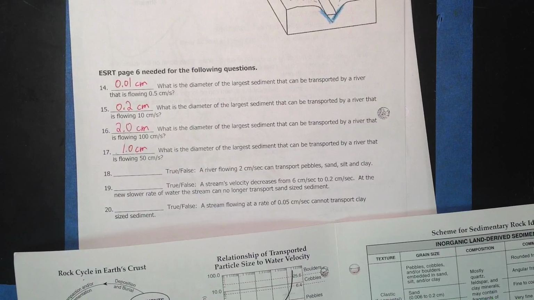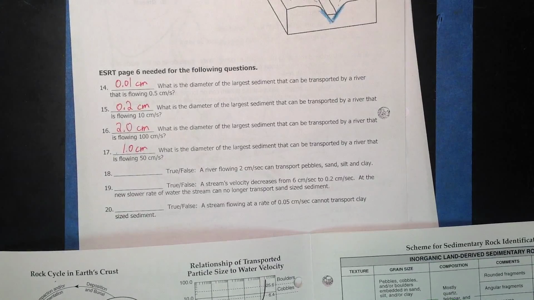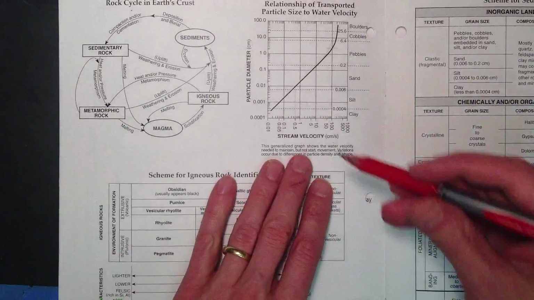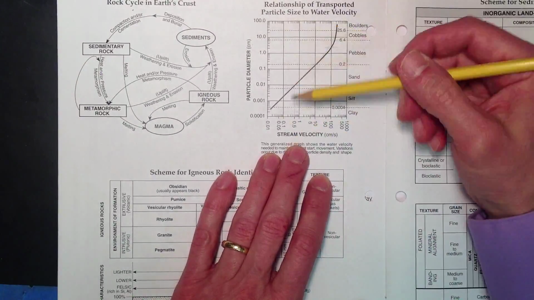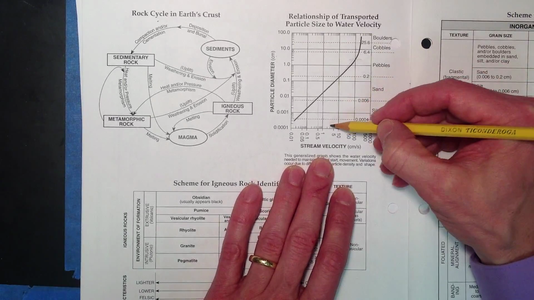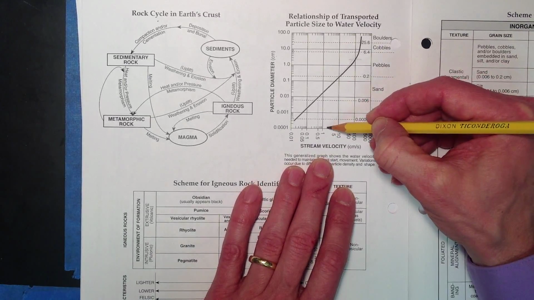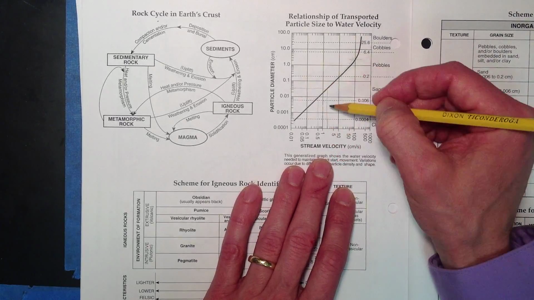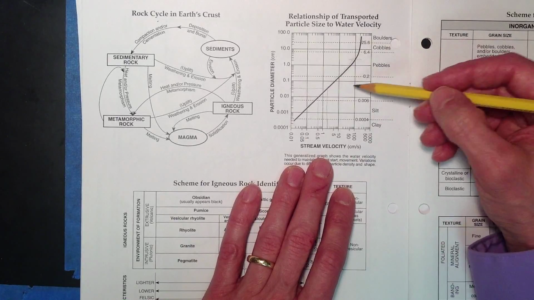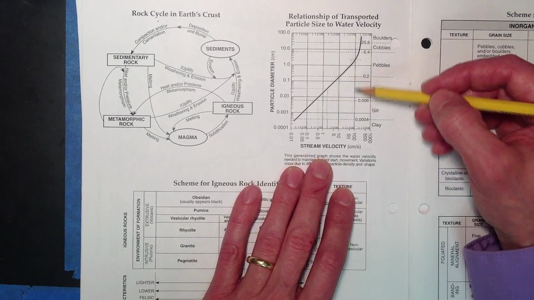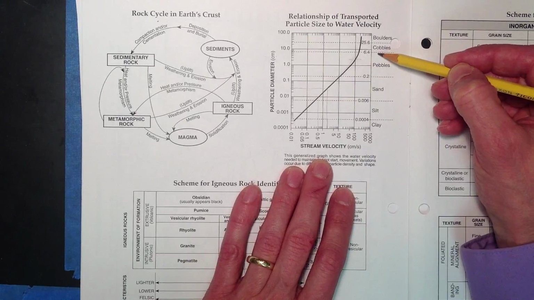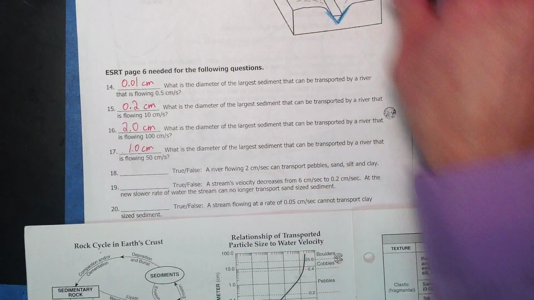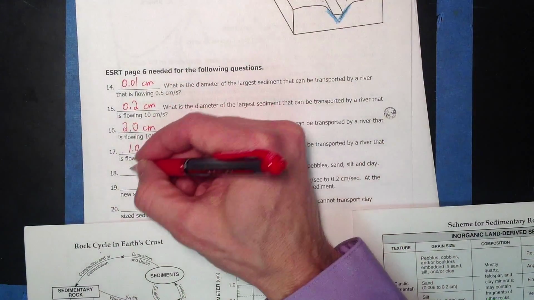True or false? A river flowing 2 centimeters per second can transport pebbles, sand, silt, and clay. So 2 centimeters per second is right here. Notice the scale changes a little bit, but this is 2. So it could transport this size and anything below it. It could transport sand, silt, and clay, but can it transport pebbles? Pebbles is this range right here. It cannot transport pebbles, so that will be false.